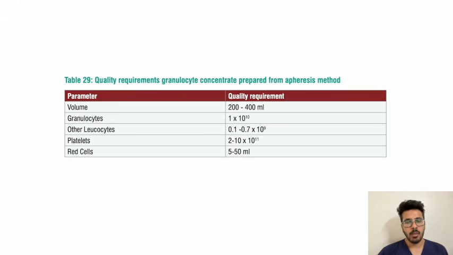Other leukocytes can be 0.1 to 0.7 into 10 power 10. The platelet count should be 2 to 10 into 10 power 11, and the red cells should be within 5 to 50 ml of the total volume. And it should be stored at 20 to 24 degrees Celsius without agitation, and the shelf life is maximum for 24 hours, but it is recommended to transfuse as soon as possible after the collection.